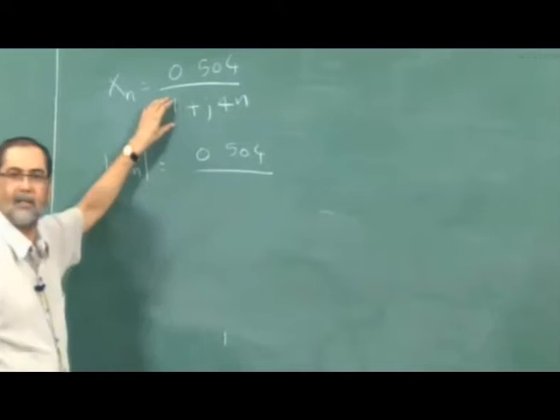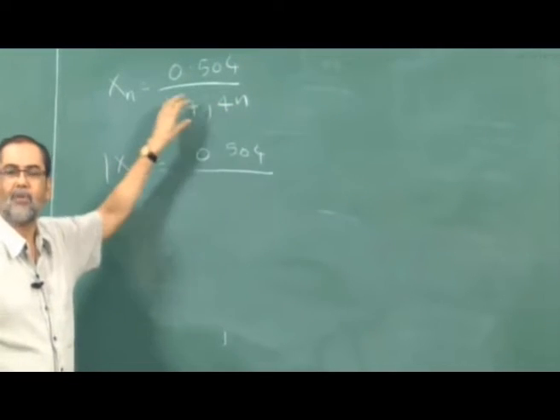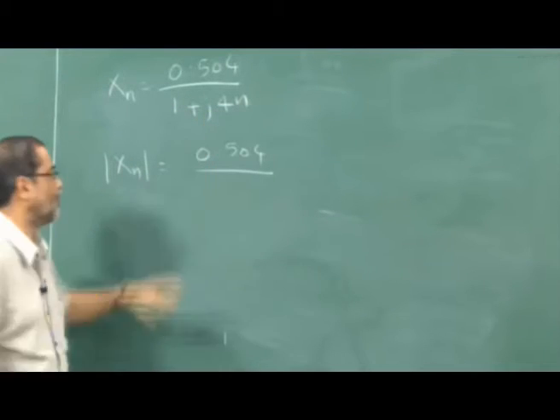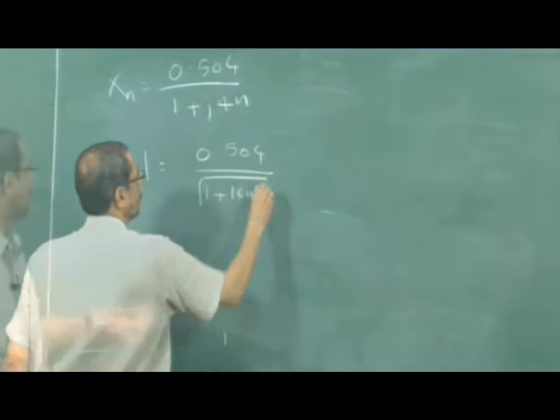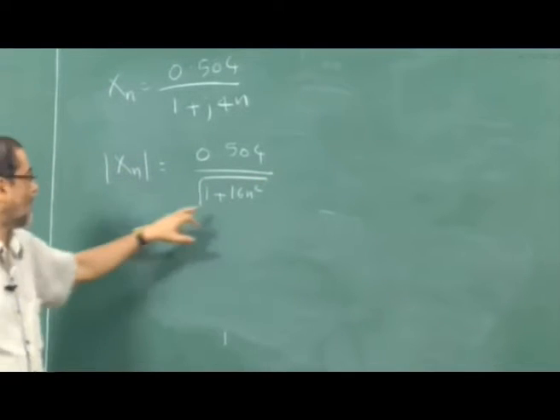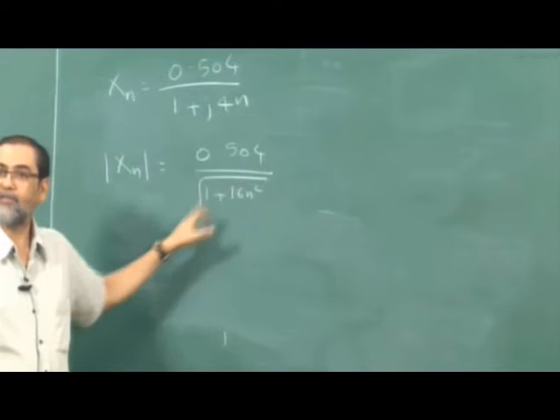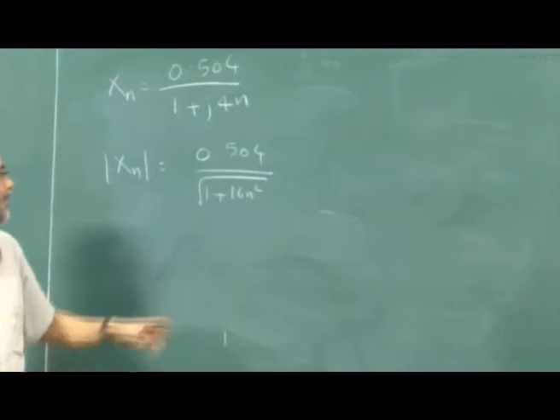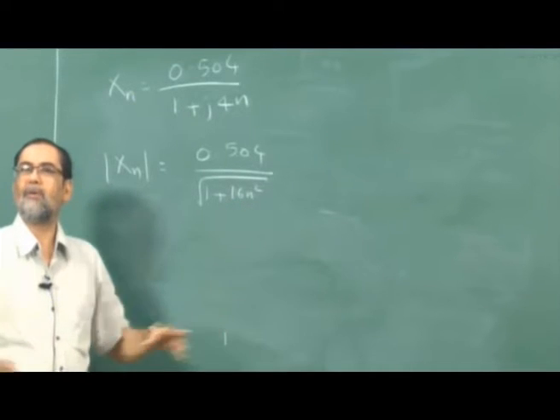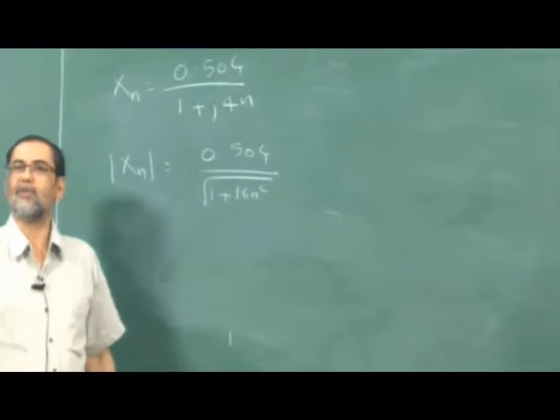The denominator is real plus imaginary, so it is the square root of a square plus b square, that is, the square root of 1 plus 16n square. Because it's a magnitude, I always look at the positive value of the square root. Interestingly, whether n is positive or negative, n square is always positive, so I don't need to worry about the sign too much.